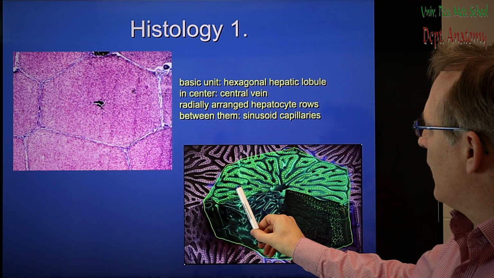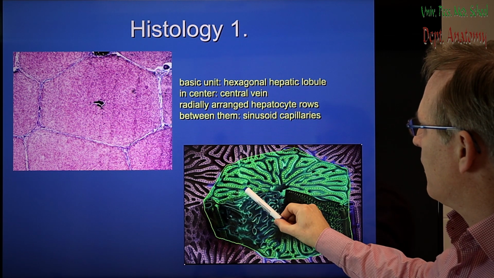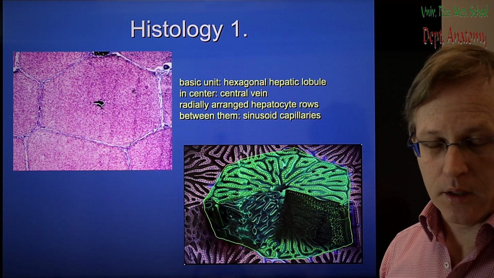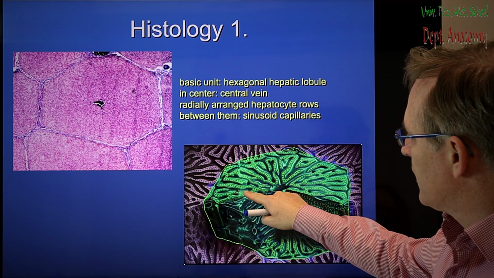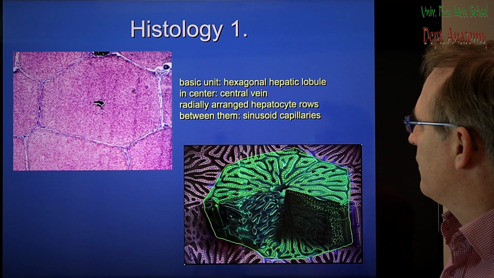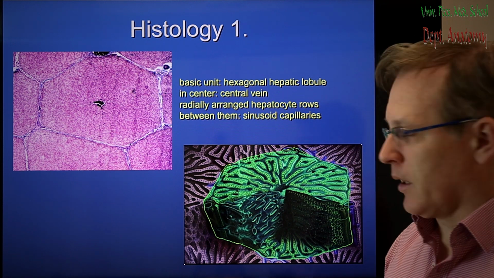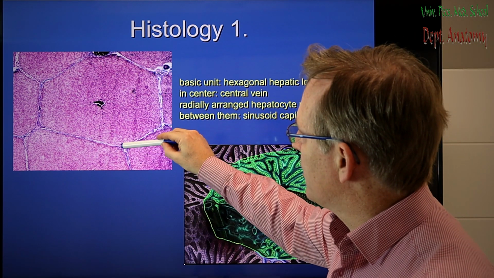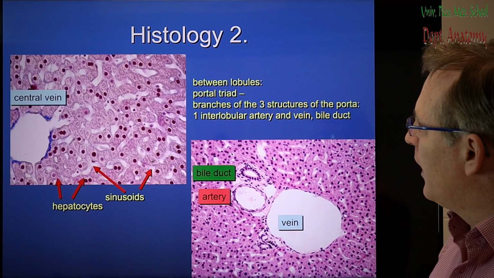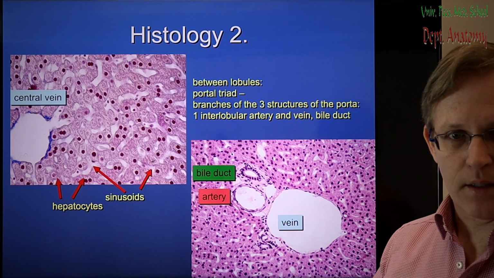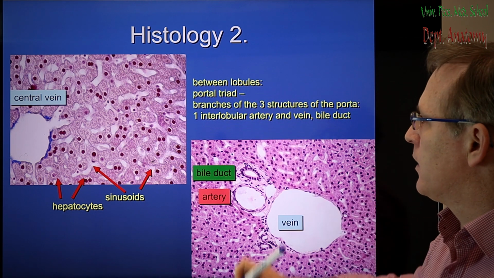In between the hepatocytes or hepatocyte rows, we have sinusoid capillaries. The sinusoid capillaries contain blood, of course, and this blood in the sinusoid capillaries flows into the central vein of the hepatic lobule. Because the hepatic lobule is a hexagonal shaped unit, it has 1, 2, 3, 4, 5, 6 corners. In between the lobules, approximately at every second corner of the hepatic lobule, we have a portal triad.